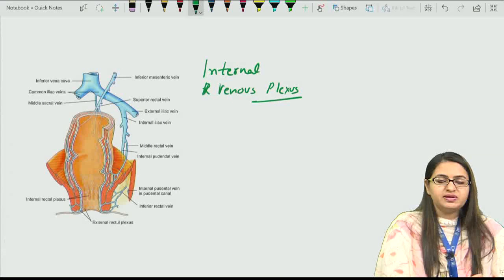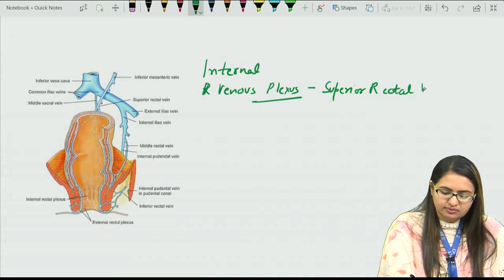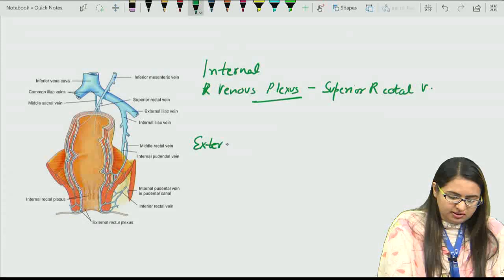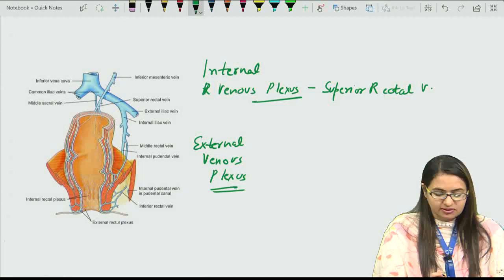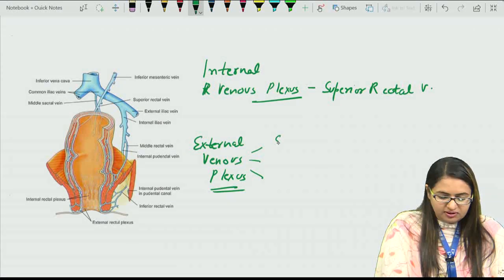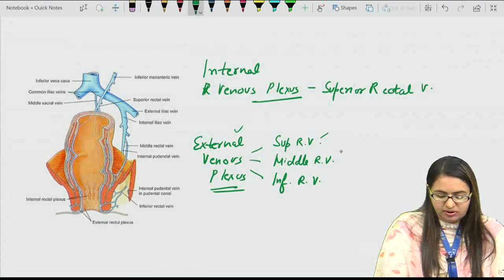This internal venous plexus, it is mainly formed by the superior rectal vein, and it is present just beneath the mucosa. Then we have an external venous plexus. The external venous plexus, it is present outside the muscular coat of the rectum, and it is contributed by all the three veins, that is superior rectal vein, middle rectal vein and the inferior rectal vein. The upper 1/3 of external venous plexus is contributed by superior rectal vein. The middle portion is drained into the middle rectal vein, and the inferior one is drained into the inferior rectal vein.